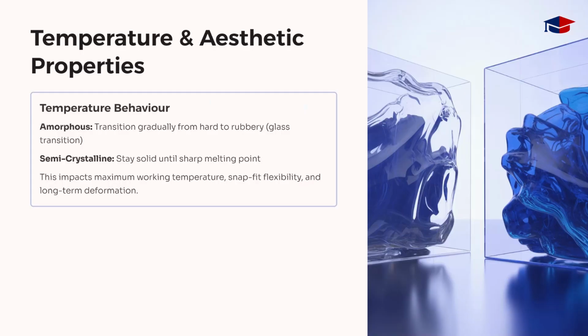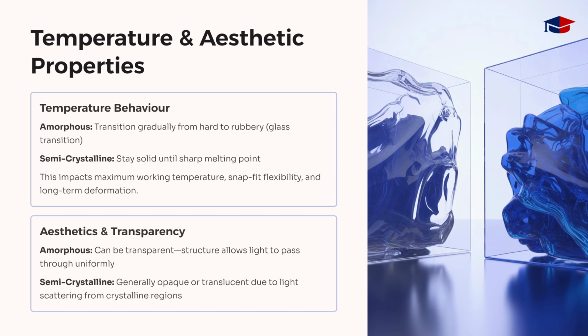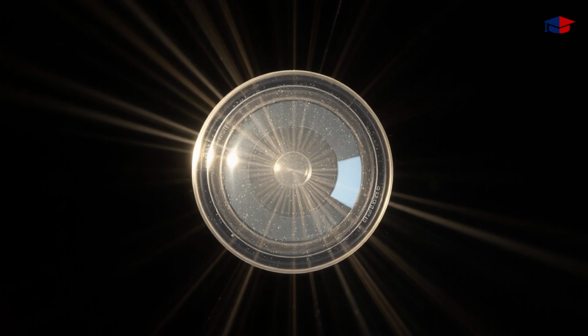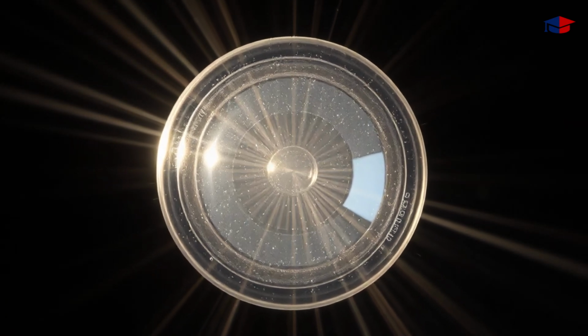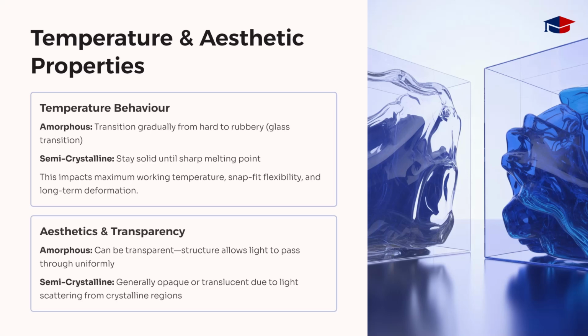Number 4. Temperature behavior. Amorphous plastics transition gradually from hard to rubbery, the glass transition. Semi-crystalline plastics stay solid until they hit a sharp melting point. This impacts maximum working temperature, snap fit flexibility, and long-term deformation. Number 5. Aesthetics and transparency. Amorphous plastics can be transparent because their structure allows light to pass through uniformly. Semi-crystalline plastics are generally opaque or translucent due to light scattering from crystalline regions.